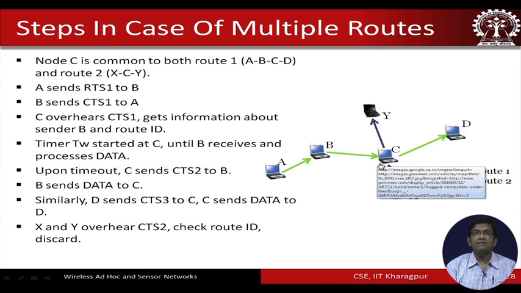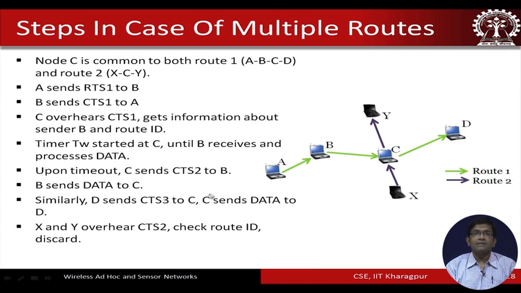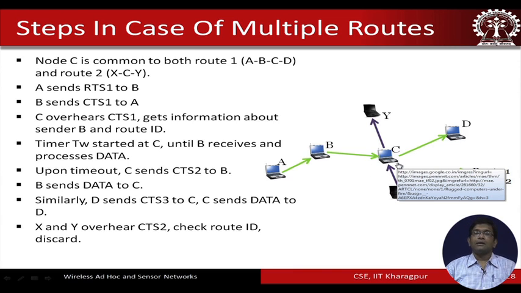Similarly, D sends CTS3 to C, and C sends data to D. These CTS2 packets are overheard by A and D, which check the route ID and discard these overheard frames. So this is how these two different multi-hop routes with common nodes are handled using the MARCH protocol.